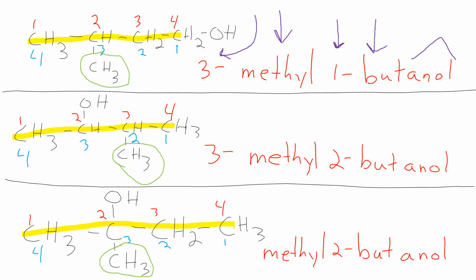So we would get that in there. And the branch is also at position 2. So we would get 2-methyl 2-butanol. And again, you're still seeing the same common pattern for the different parts of our naming.